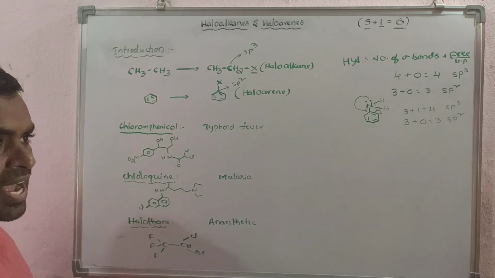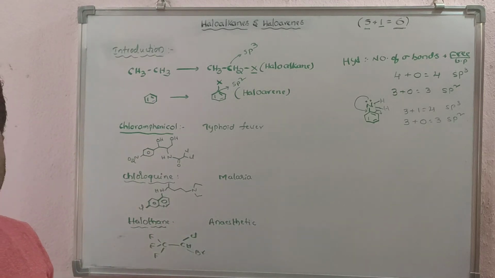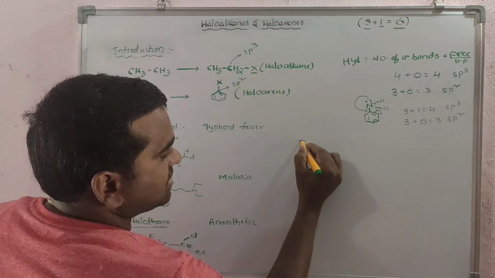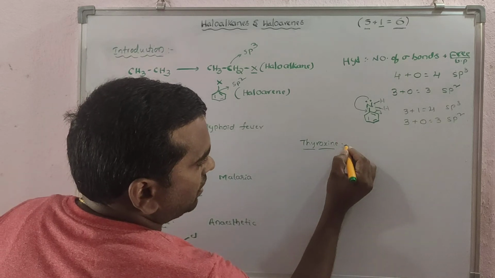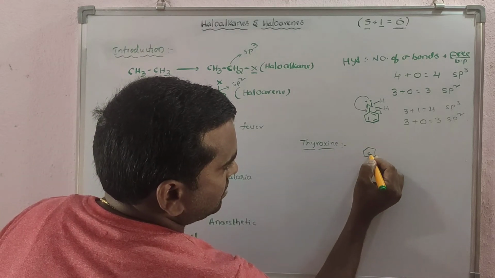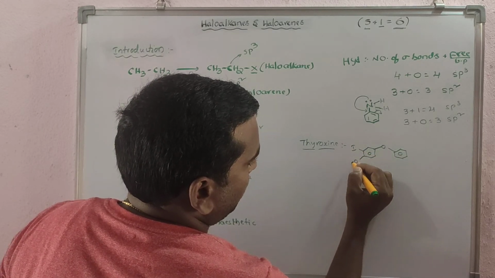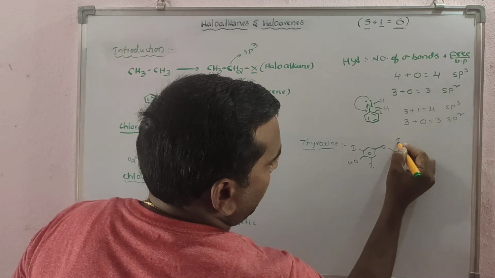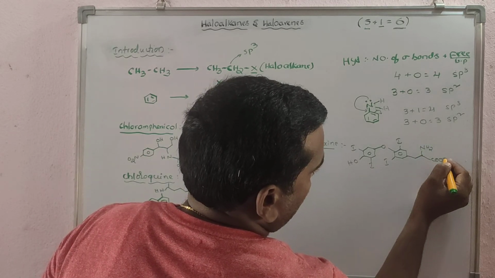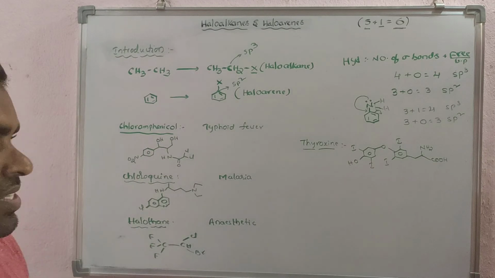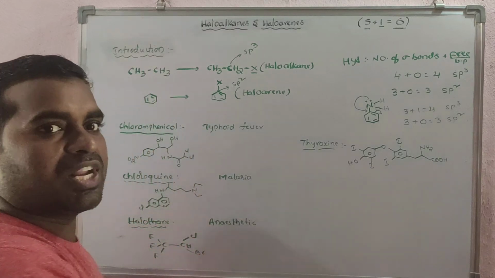And the thyroxine hormone, thyroxine, is produced in our body. It is an iodine containing hormone. If you see the structure of this compound, it has iodine, OH, again iodine, and iodine, and here NH2 and COOH. This is thyroxine. This hormone is an iodine containing hormone which is produced in our body.